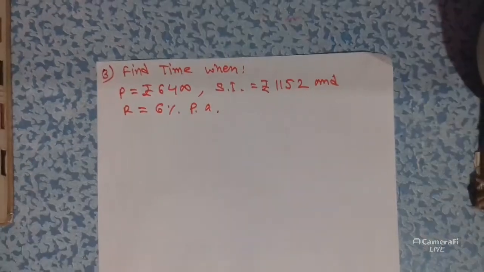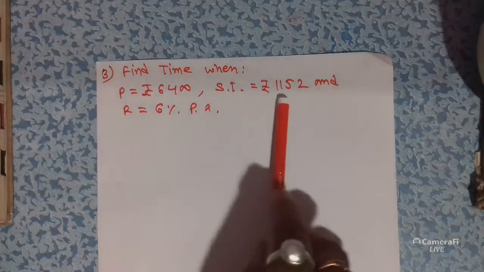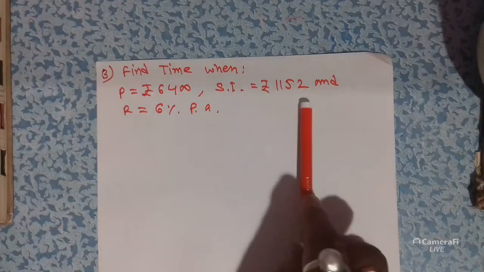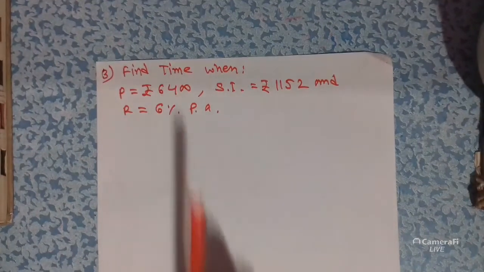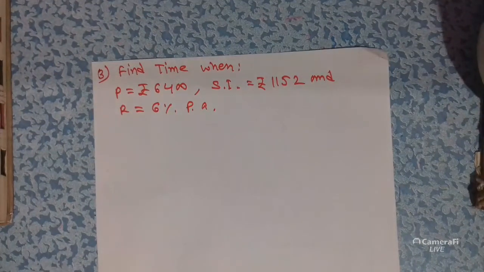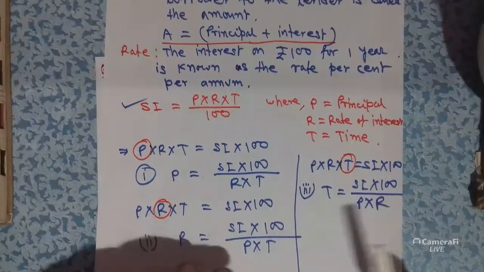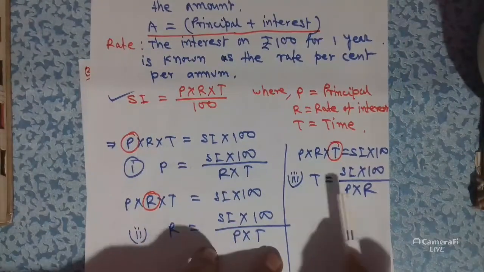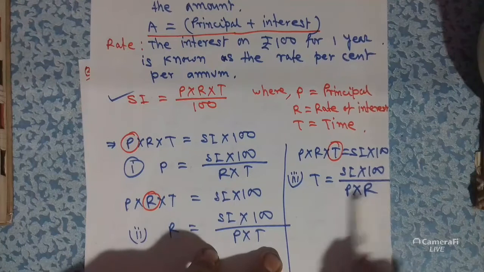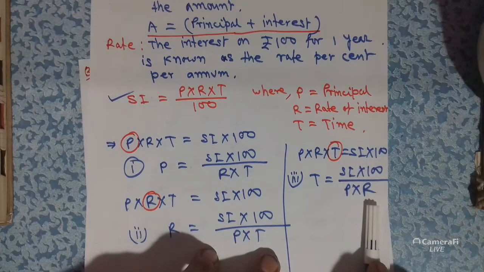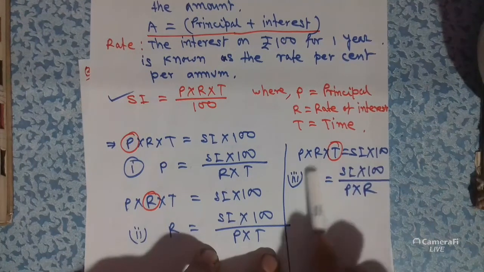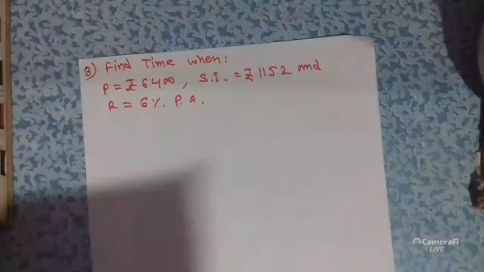So here, students, you can see that principal is given, that is 6400, and simple interest is given, that is 1152, but here time is unknown. So we have to find the time. So we must use this formula, that time is equal to SI into 100 by P into R. Okay, so we have to use this formula to find time.